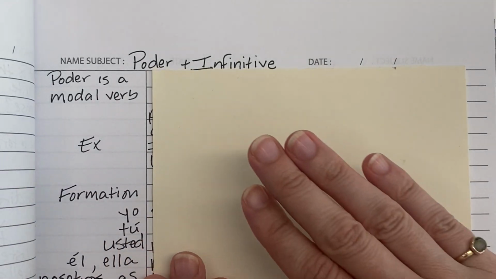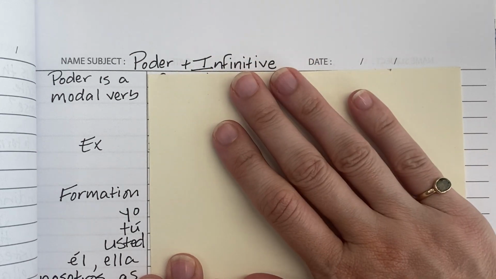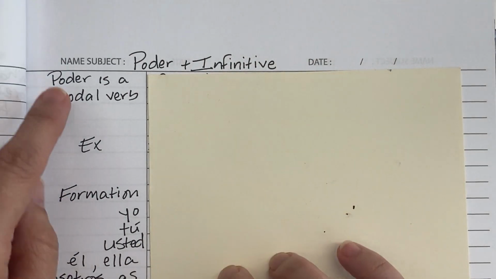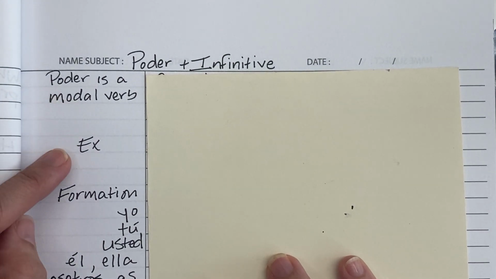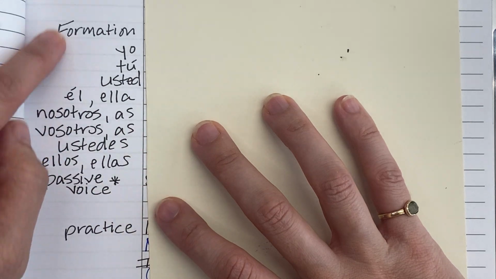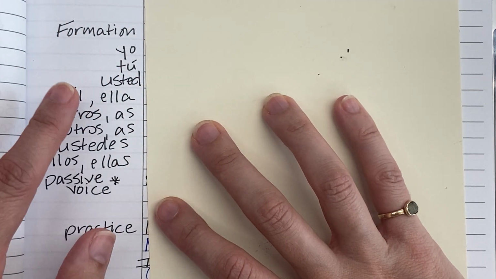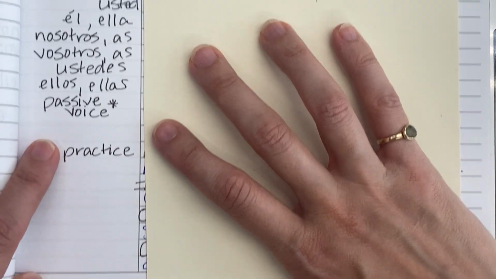Hi. In this video, we're going to look at the verb poder plus the infinitive. We're going to first look at what poder is. So poder is a modal verb, and we're going to learn what that means. We're going to see some examples. We're going to look at how to form the verb poder in the present tense. We're looking at these in the present tense this lesson. And finally, we're going to do a little bit of practice together.